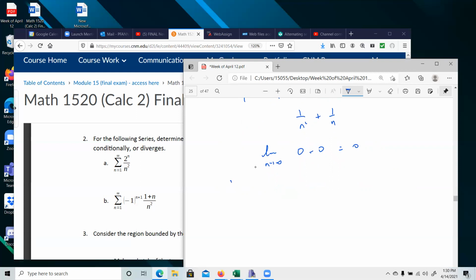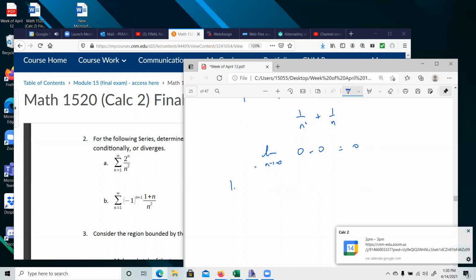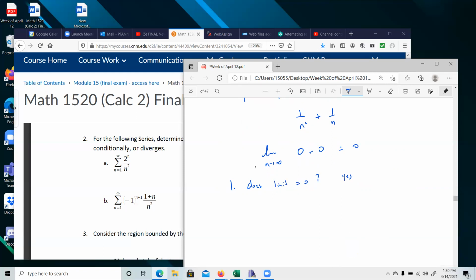So the two conditions we need for this to converge: we have to check, does the limit equal 0? Yes, it did. This is for alternating series. And 2, is it a decreasing function?